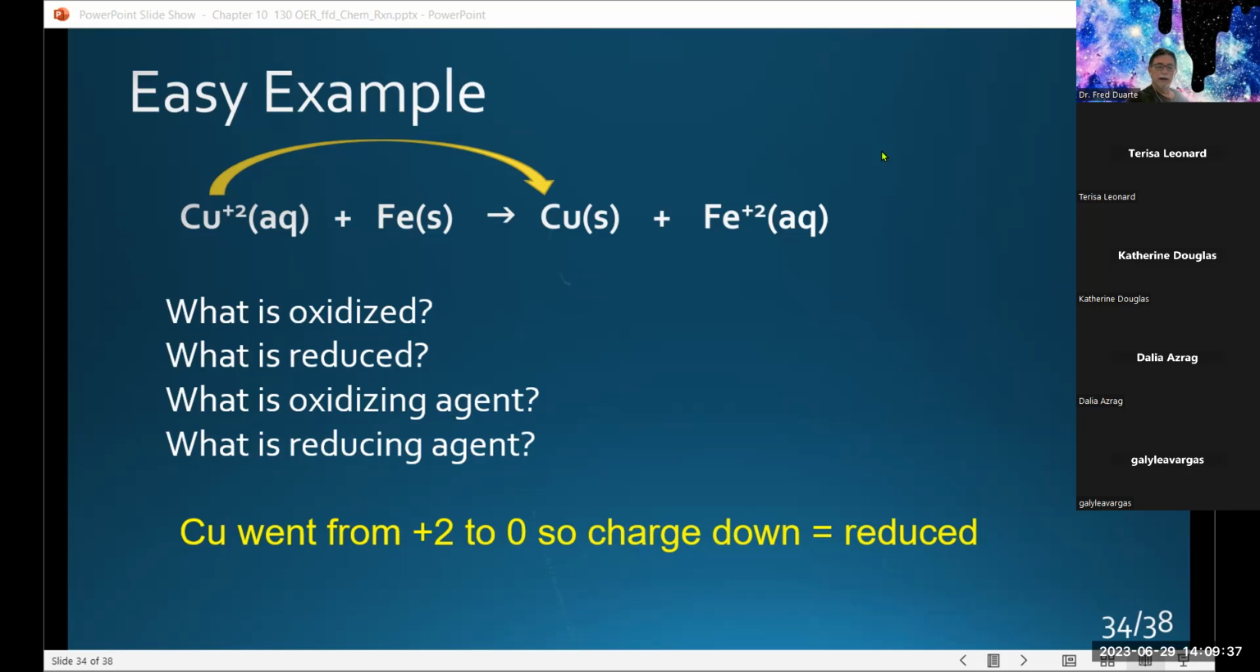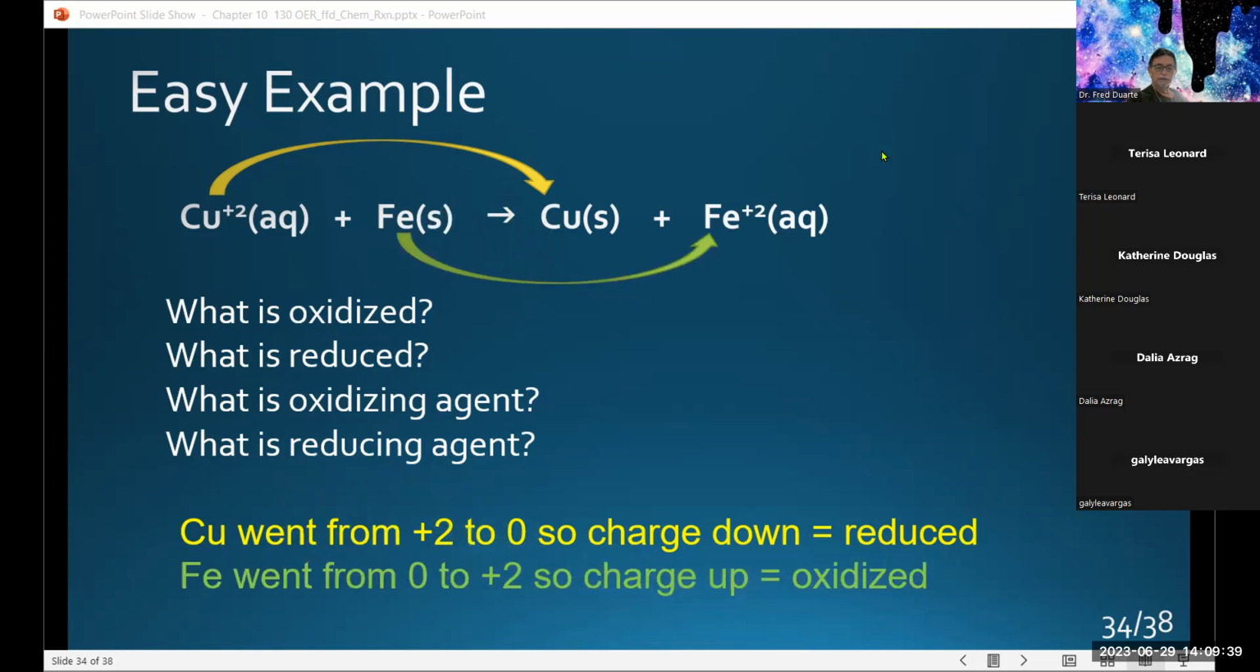Now look at iron, and we're just looking at the reactants. Iron went from a 0 charge, because it's in elemental form, to a +2.